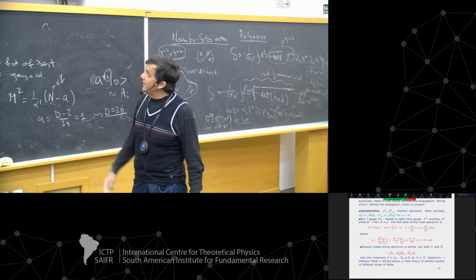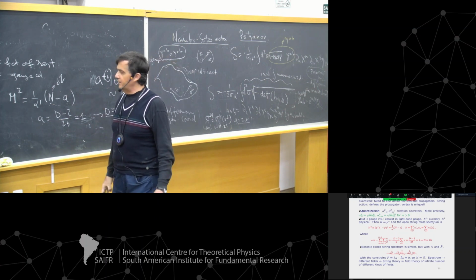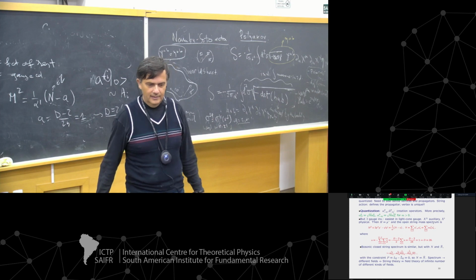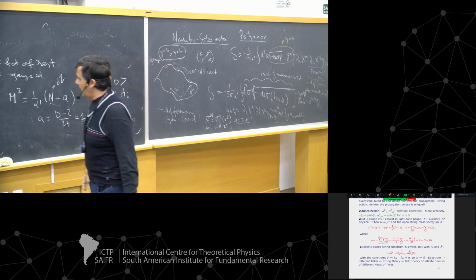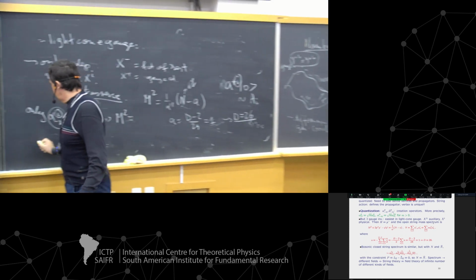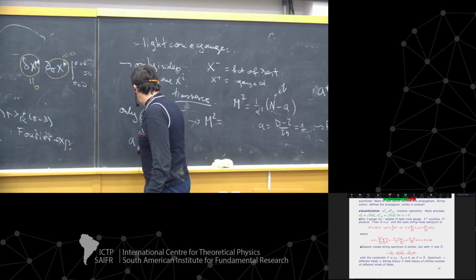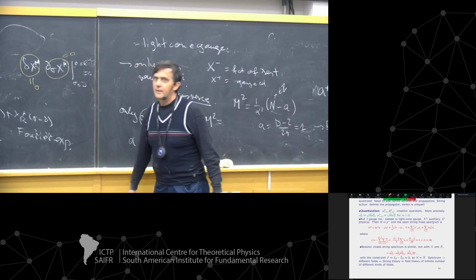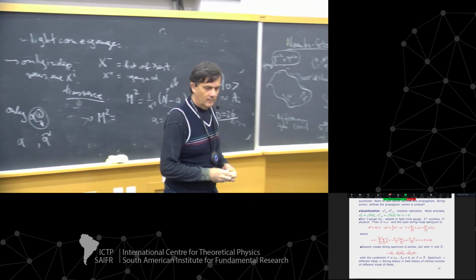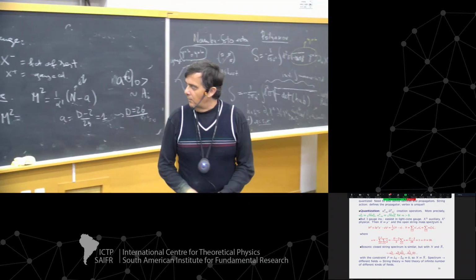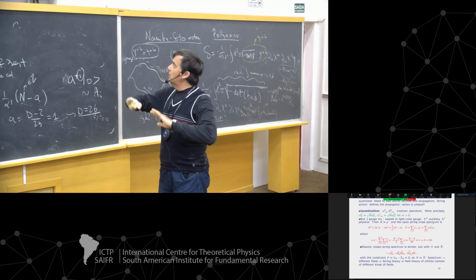And as written there, for the bosonic string, we have a similar formula. It's just that we have two types of A's and A daggers. We have A's and A tildes, right?